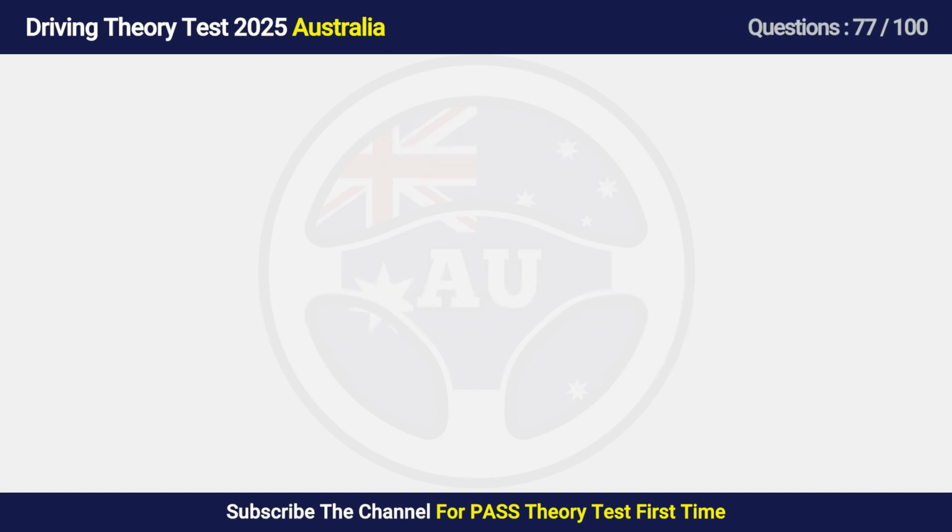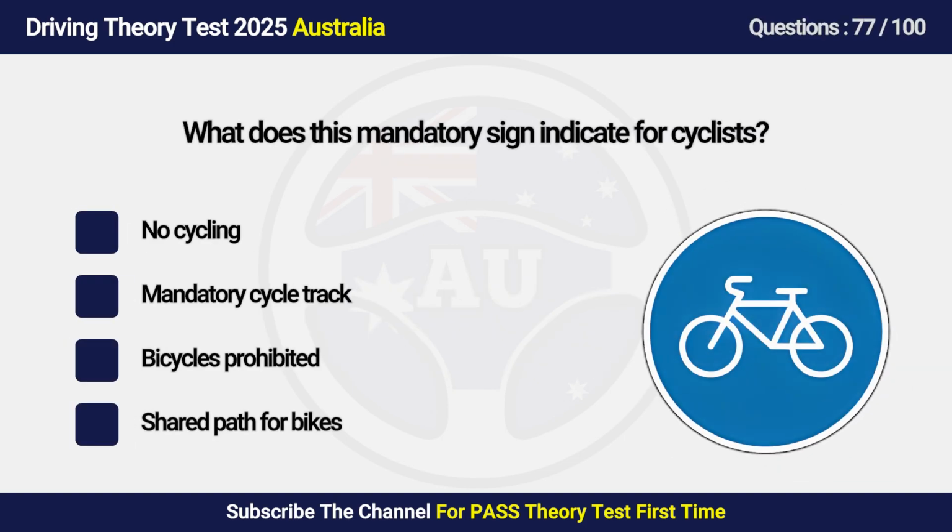Question 77. What does this mandatory sign indicate for cyclists? A, no cycling. B, mandatory cycle track. C, prohibited. D, shared path for bikes.